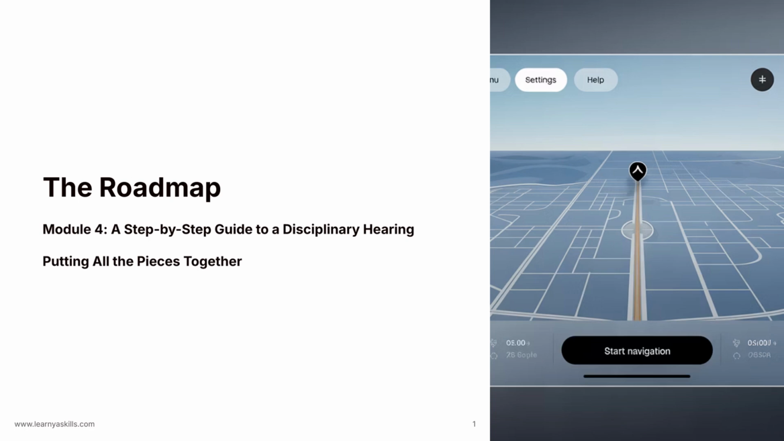Welcome to Module 4. In our previous modules, we gathered our tools and learned the techniques. Now, we put it all together. This module is the roadmap, a complete, step-by-step guide to a disciplinary hearing. We will walk through the entire process from the moment you enter the room to the moment you receive the final outcome. Think of this as your trusted GPS for navigating the journey ahead with confidence.